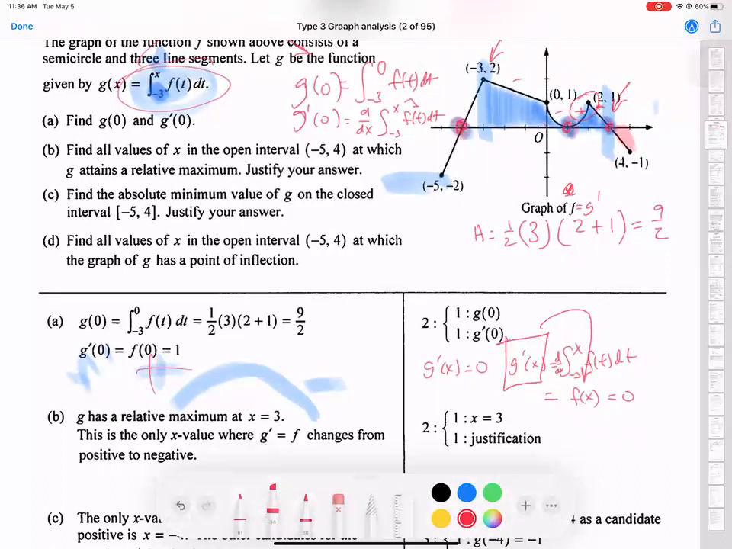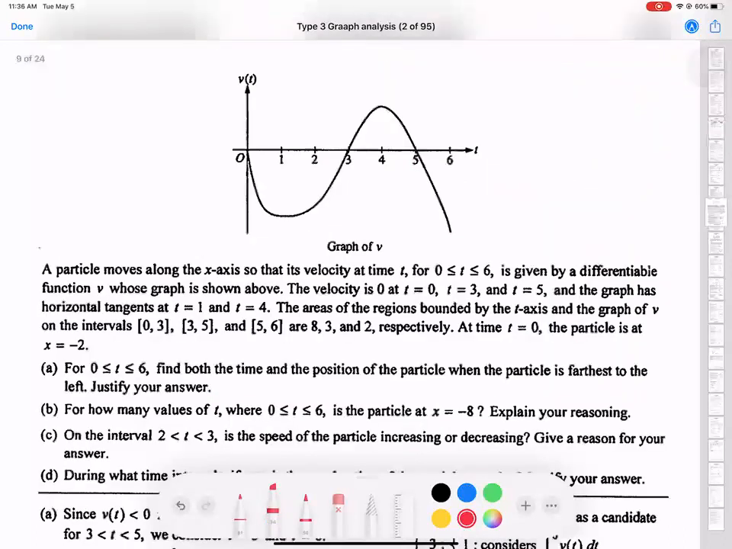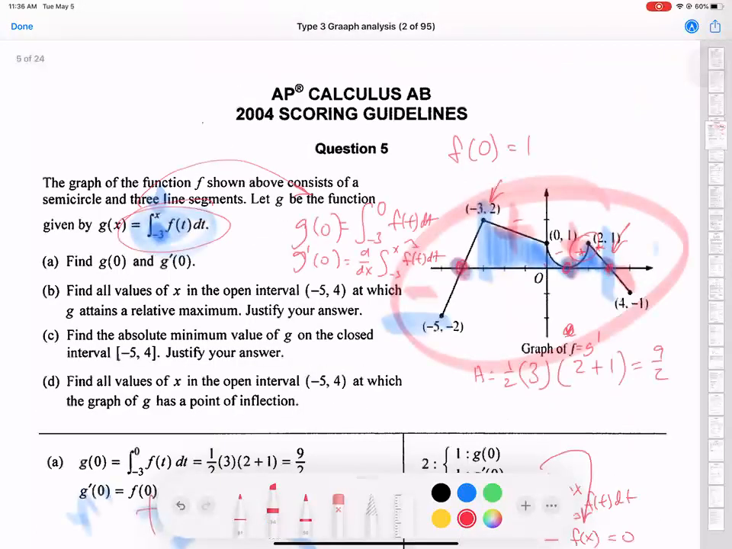And at which of these points does the slope, which is this graph here, change from positive to negative? This is negative to positive, and positive to positive, and now positive to negative. Positive, negative, that's my critical point. Okay.